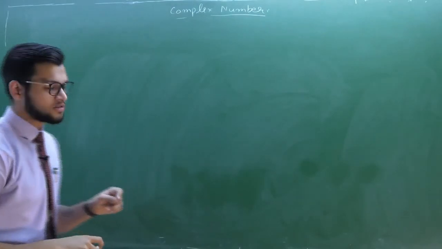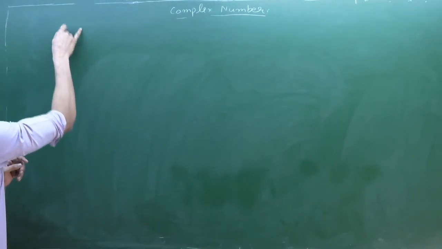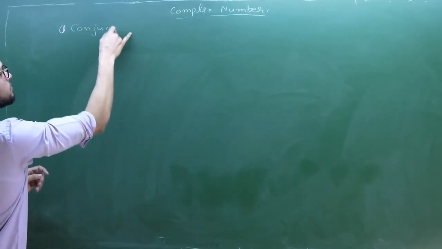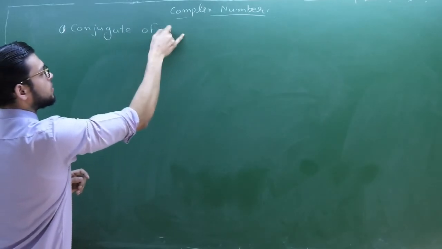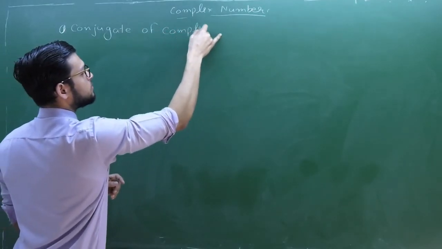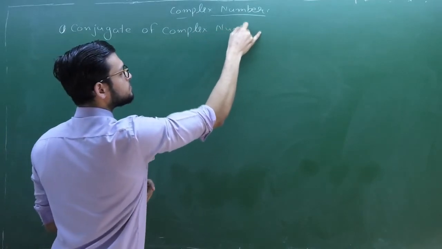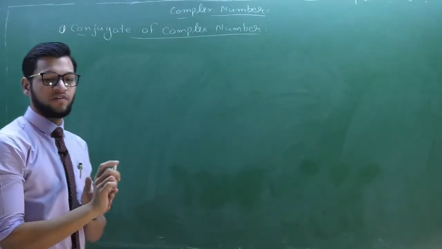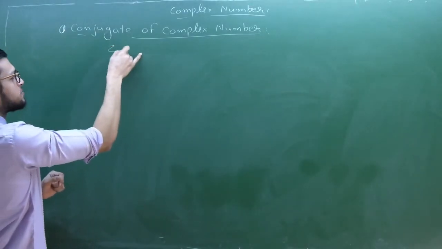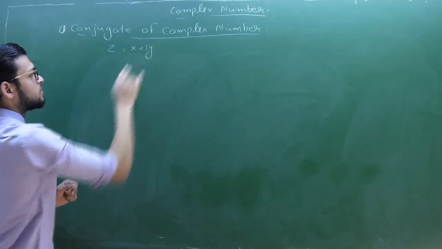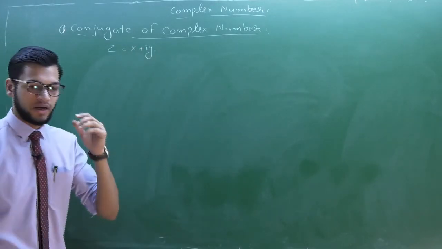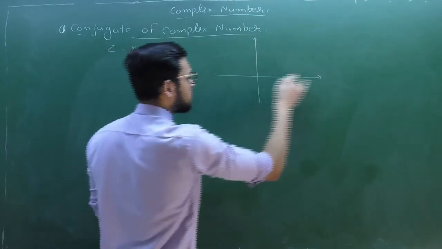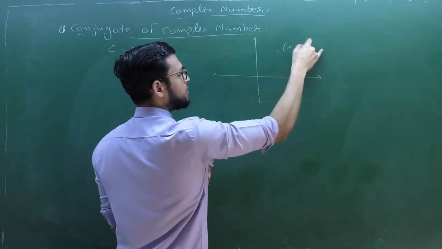Today's session, the first term is the conjugate of a complex number. Suppose we have a complex number z like x plus iota y. If you want to represent it on the Argand plane, it will look like this: x plus iota y.